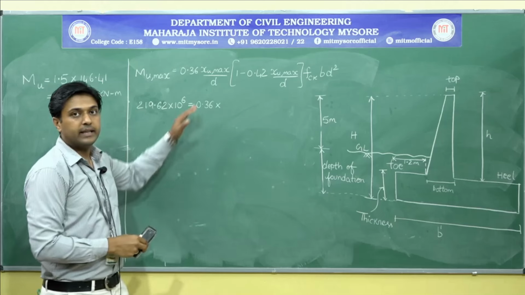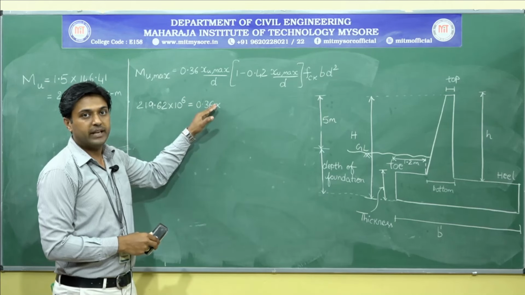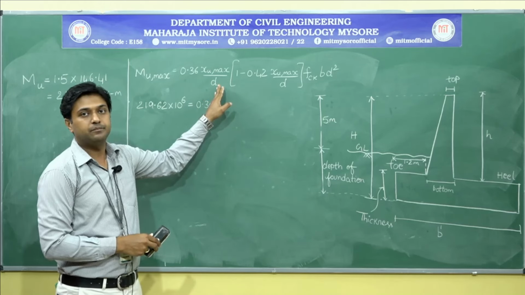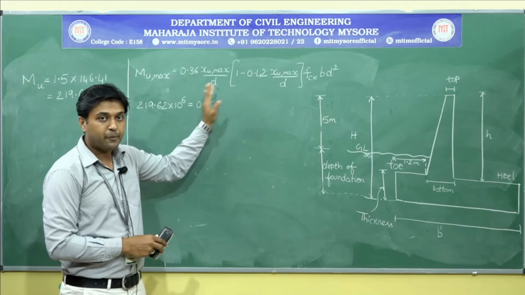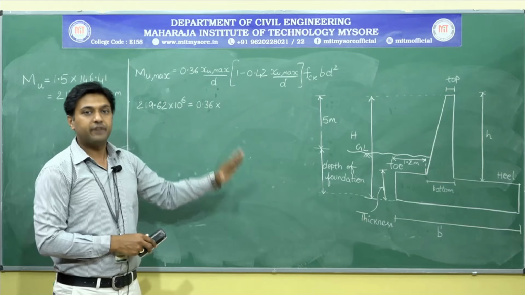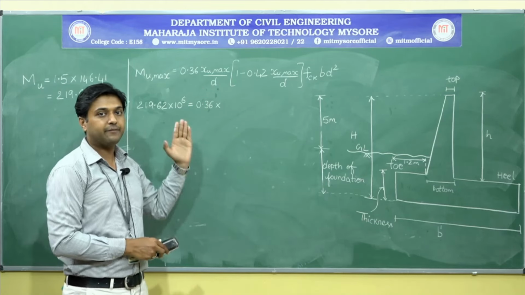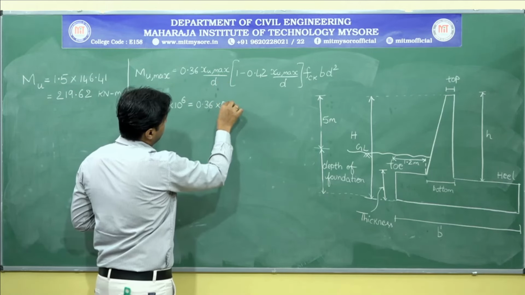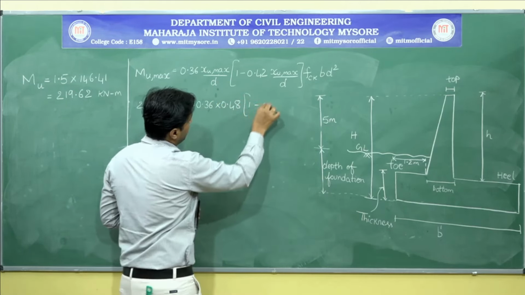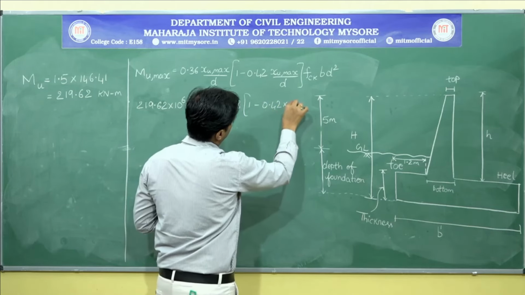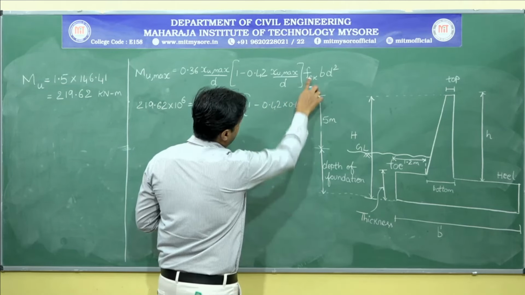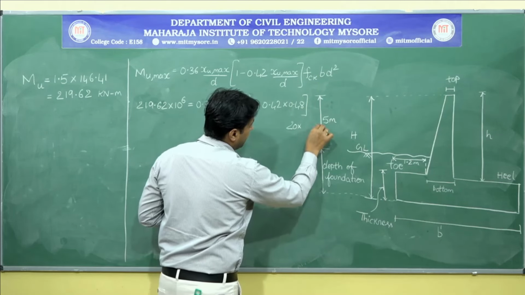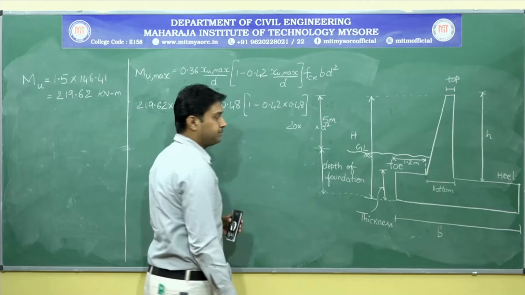I think you people know that the xu max by d value depends on the grade of steel. If it is Fe250, it is 0.53. If it is Fe415, it is 0.48. If it is Fe500, it is 0.46. As it is Fe415, it is 0.48 into 1 minus 0.42 into 0.48, into fck, grade of concrete, into breadth, I will be leaving blank for now, into d square.